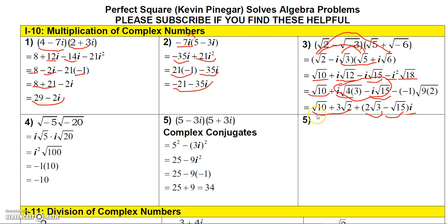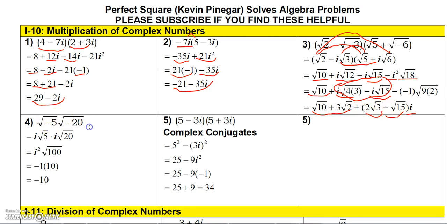So anyway, you can't really write it in the form a plus bi like you could here, 2 plus 3i, but actually this sum right here is your a, and this difference right here is your b. So we really do have a plus b times i.